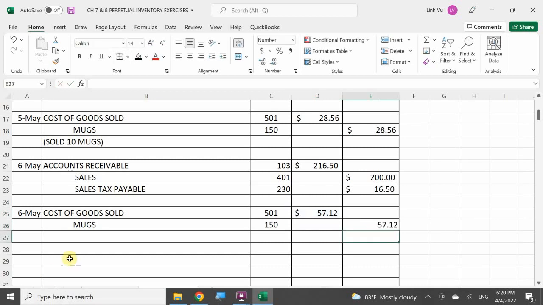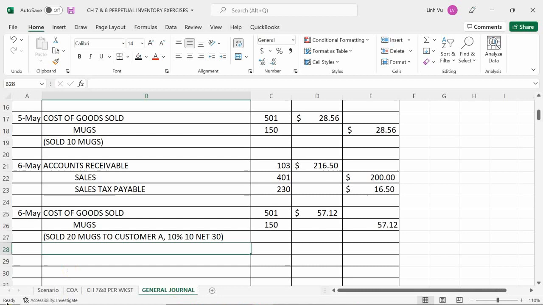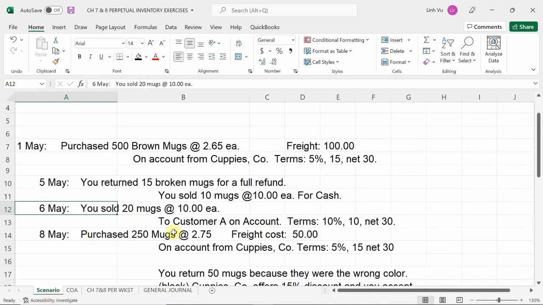Okay. And I can now make my note saying that I sold 20 mugs to customer A, and I gave them terms of 10% if they paid me within 10 days. If not, the entire bill is due in 30 days. Okay? On an account, terms 10/10, net 30.